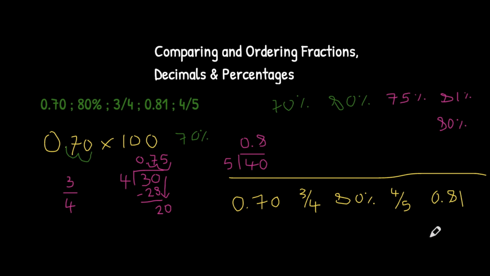All right, so just as a recap, whenever you're comparing and ordering fractions, decimals and percentages, you always put whatever parameters you're given into the same unit, whether you make them all decimals, you make them all percentages, or you make them all fractions. And when they are all in one unit, you're able to order them, because you can't order them if they are not yet converted, because it will be very, very difficult.